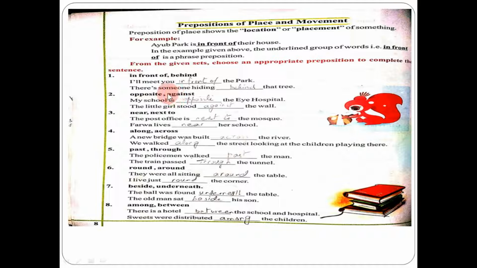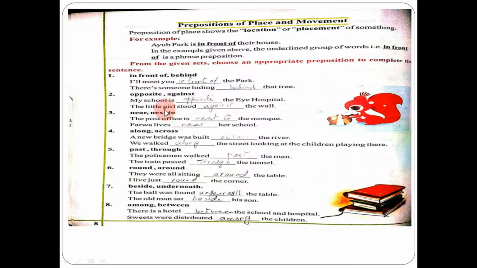Number 2, opposite and against. Again two sentences are given and you are going to put the right option at the right place. My school is blank the eye hospital. And what are you going to add? Opposite. My school is opposite the eye hospital. And number 2, the little girl stood blank the wall. And what are you going to add? Against the wall. The little girl stood against the wall.